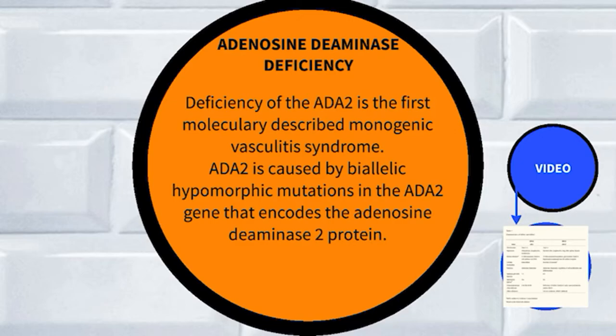The ADA2 is caused by genetic hypomorphic mutations in the ADA2 gene that encodes the adenosine deaminase 2 protein. It should also be considered in patients with early onset of fevers, rashes, and strokes, even in the absence of positive family history. Vasculitis and inflammations may affect internal organs, and the only way to diagnose it is by genetic testing.